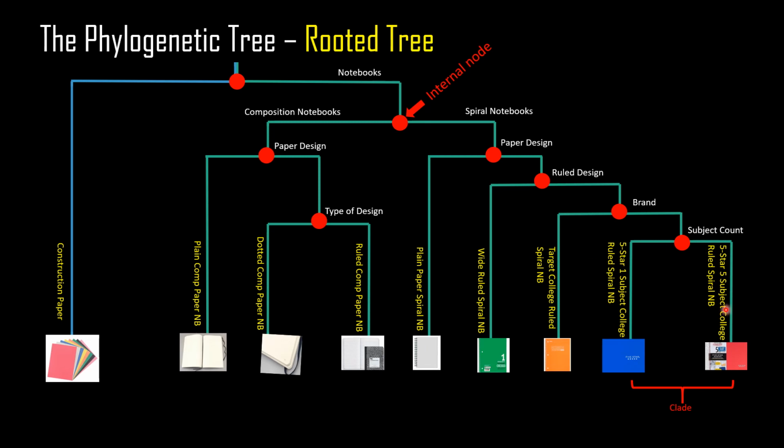The 5-star brand divides one last time into 5-star 1-subject college ruled spiral notebooks and 5-subject spiral notebooks. The most recent common ancestor between these 5-star notebooks is that of the subject count internal node.